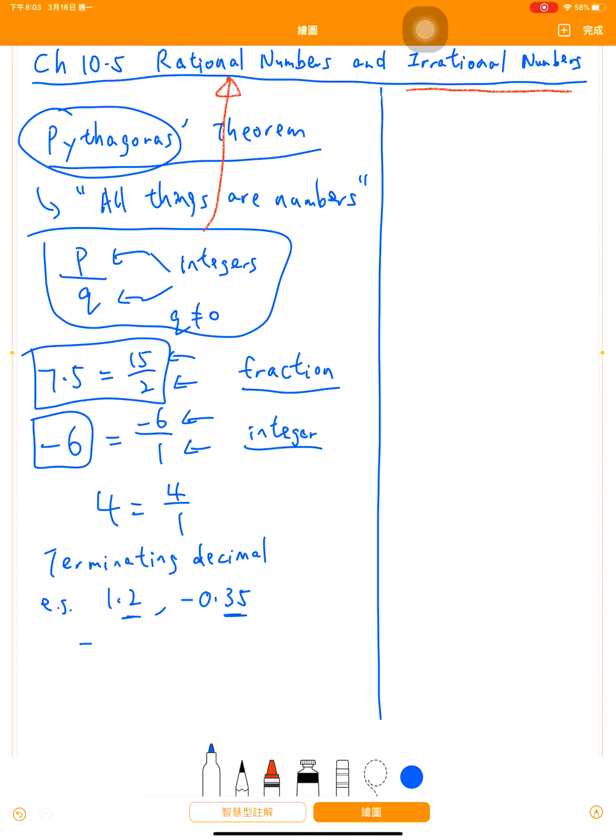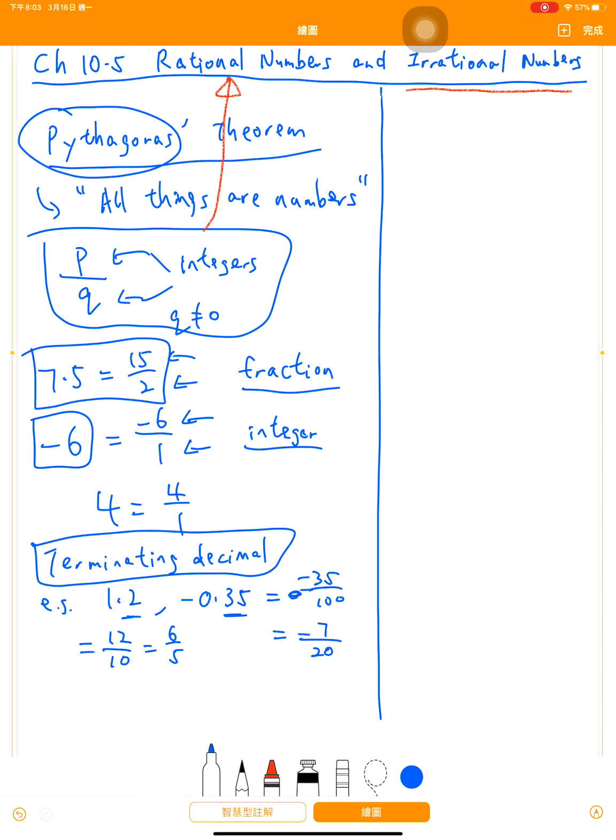For example, 1.2, we can change to 12 divided by 10, which is equal to 6 over 5, right? For negative 0.35, it is negative 35 divided by 100. So simplifying, we can get negative 7 divided by 20. So we know that a terminating decimal is also one of the rational numbers.